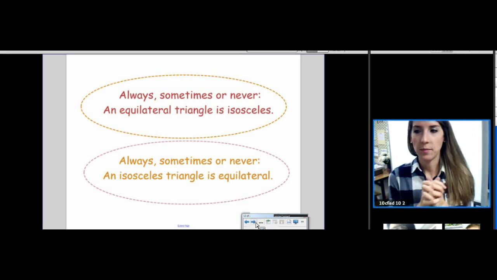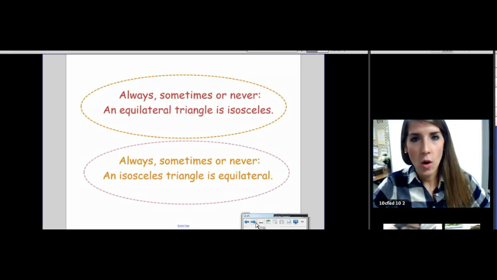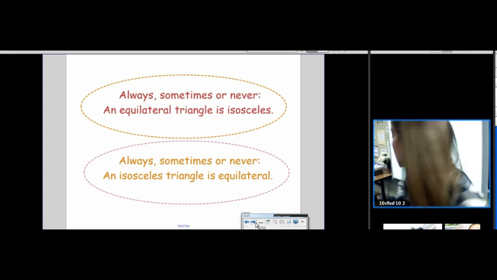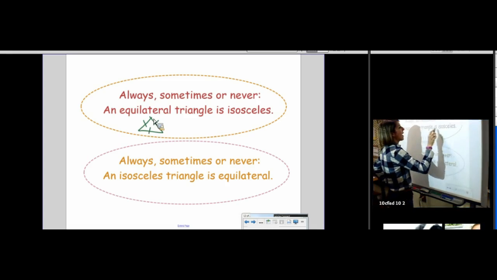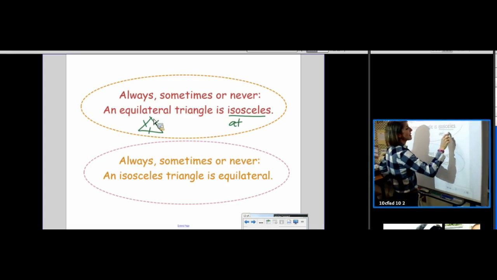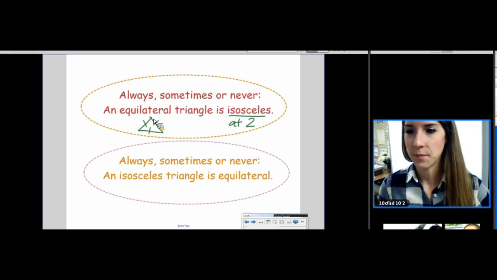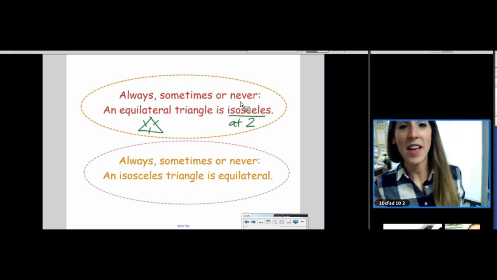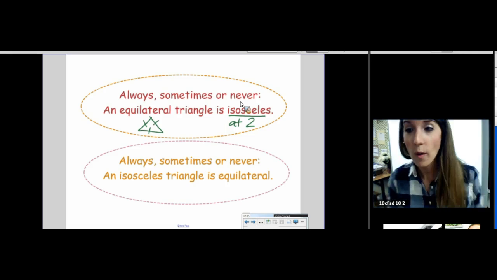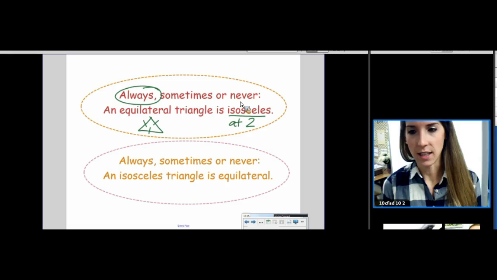Always, sometimes, or never. An equilateral triangle is isosceles. So an equilateral triangle has all sides congruent. An isosceles triangle has at least 2 sides congruent. I didn't write the word least. So if a triangle has 3 sides congruent, does it have at least 2 congruent? Always. So an equilateral triangle is always isosceles.